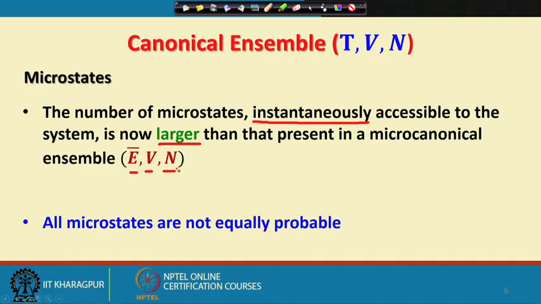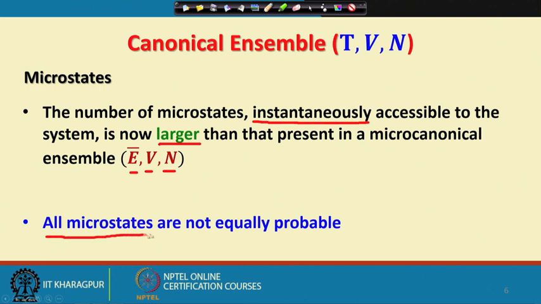But if I allowed the fluctuation of energy about E bar such that E bar plus delta E and E bar minus delta E are also accessible, then the total number of microstates would be equal to 2 plus 1 plus 1, equal to 4.